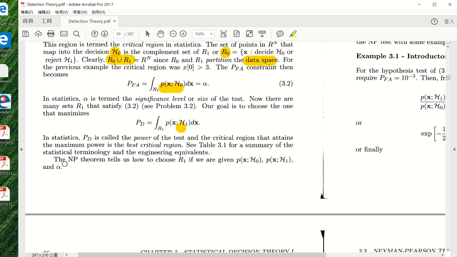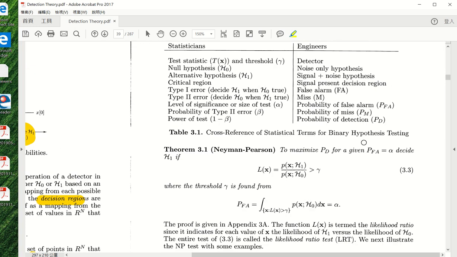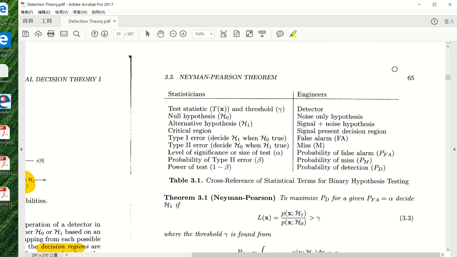The NP, this is Neyman-Pearson. The Neyman-Pearson theorem tells us how to choose R1 if we are given this, and this. Alright, so now we are at page 65.